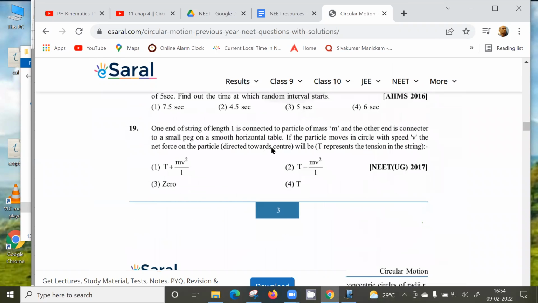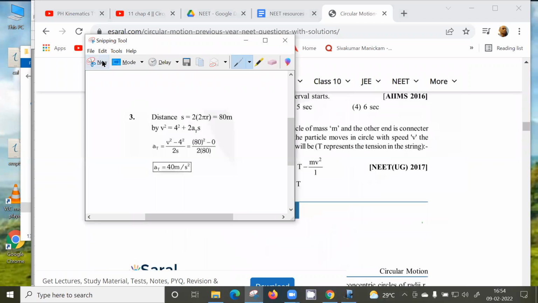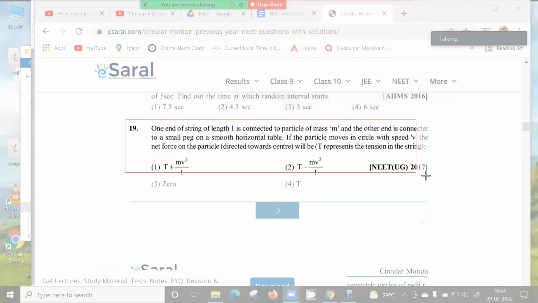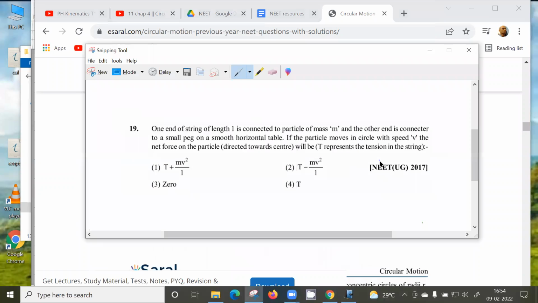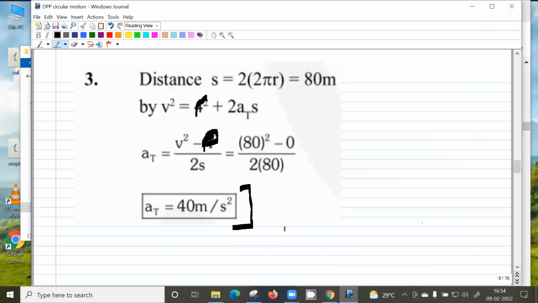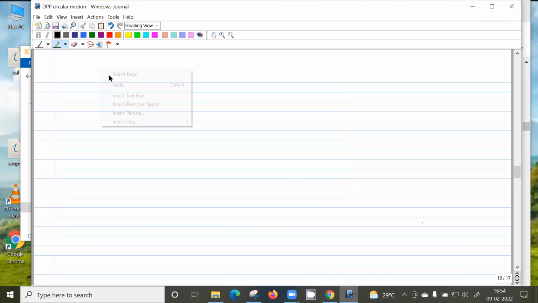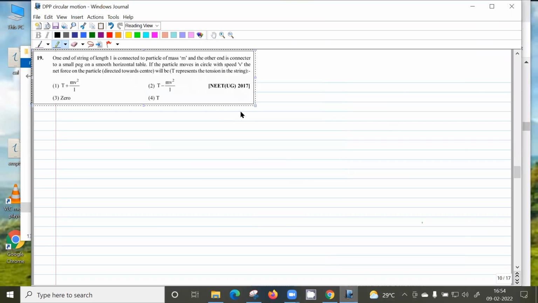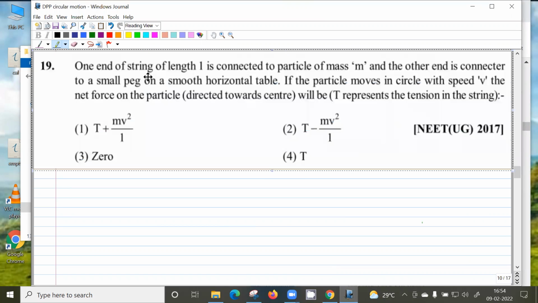2017. Okay, this one. I think it's also trivial. It's a theoretical question. One end of a string of length L is connected to a particle of mass M, and the other end is connected to a small peg on a horizontal table, so it's horizontal motion. Once it's horizontal, it's a uniform circular motion. The particle moves in a circle with speed v. Net force on the particle? This is very, very trivial. Just draw the free body diagram. So what is the answer?